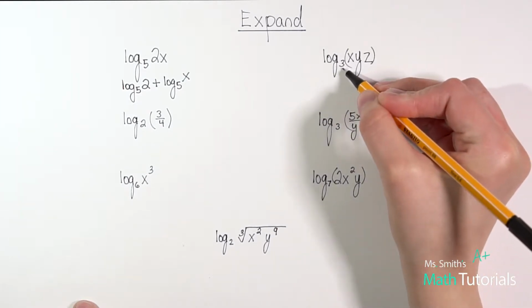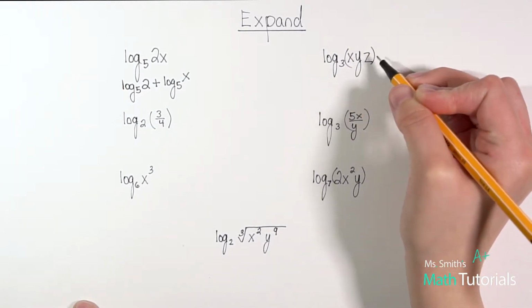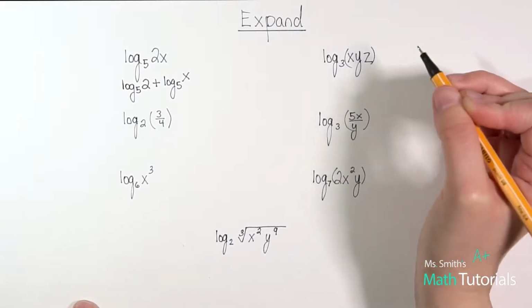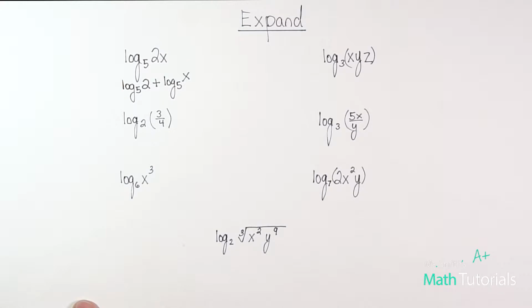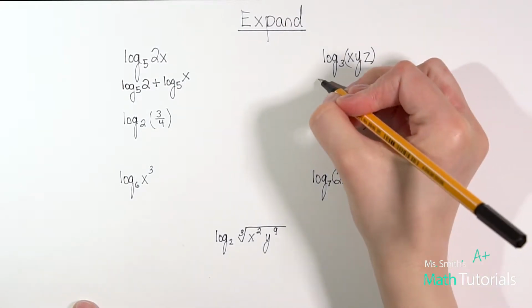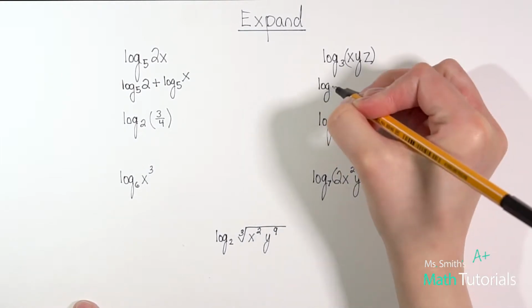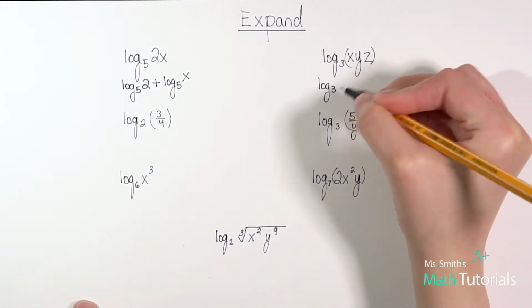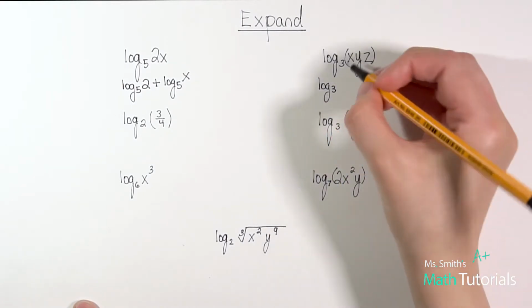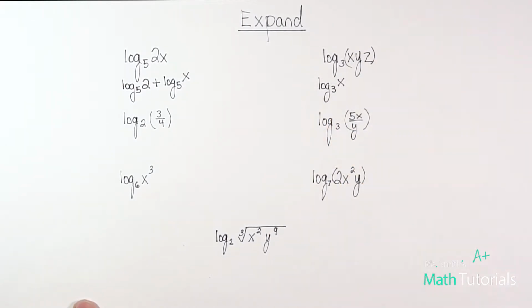So log base 3 of x times y times z. Now hopefully you're thinking multiplication going on here. So when we multiply, that means when we expand, we're going to add. So we're going to do log base 3, and the first one, that's not going to change, right? Now the first value was x. So we'll go ahead and do that one.